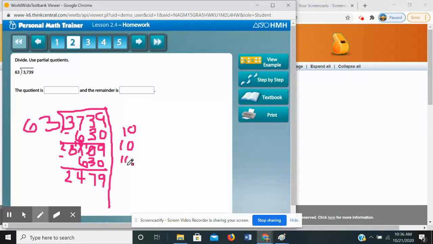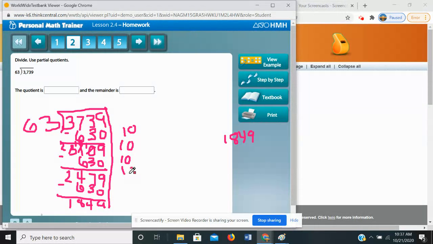Multiply by 10 again. Brings me to yet again 630. Subtract. 9 minus 0 is 9. 7 minus 3 is 4. And I could regroup here. I could just say 24 minus 6 is going to bring me to 18. Now I'm going to move over here since I'm running out of room. So now I have 1,849.